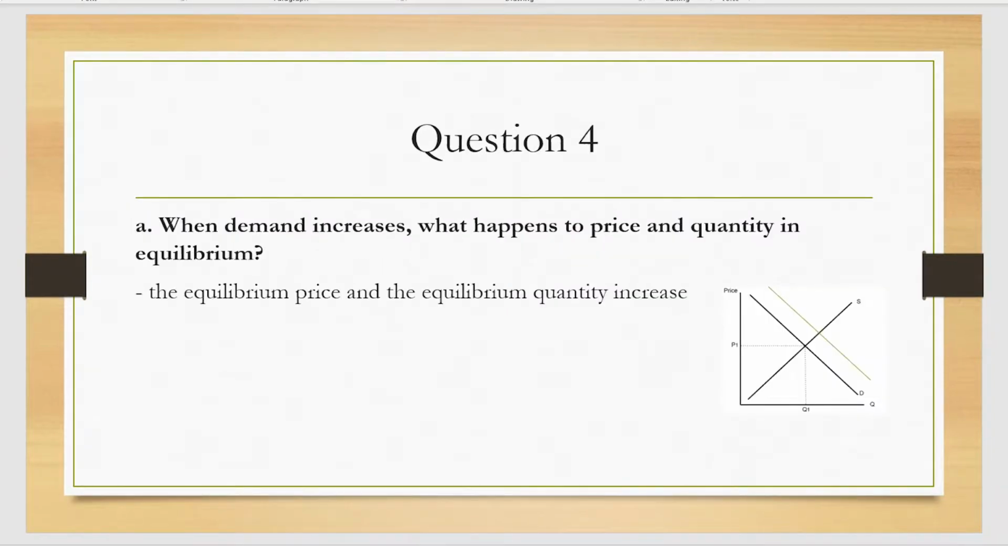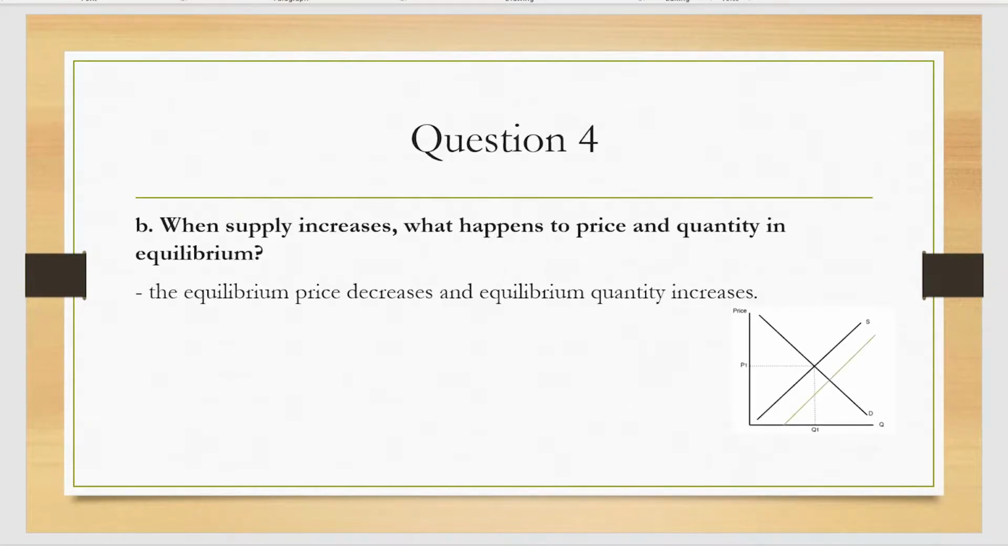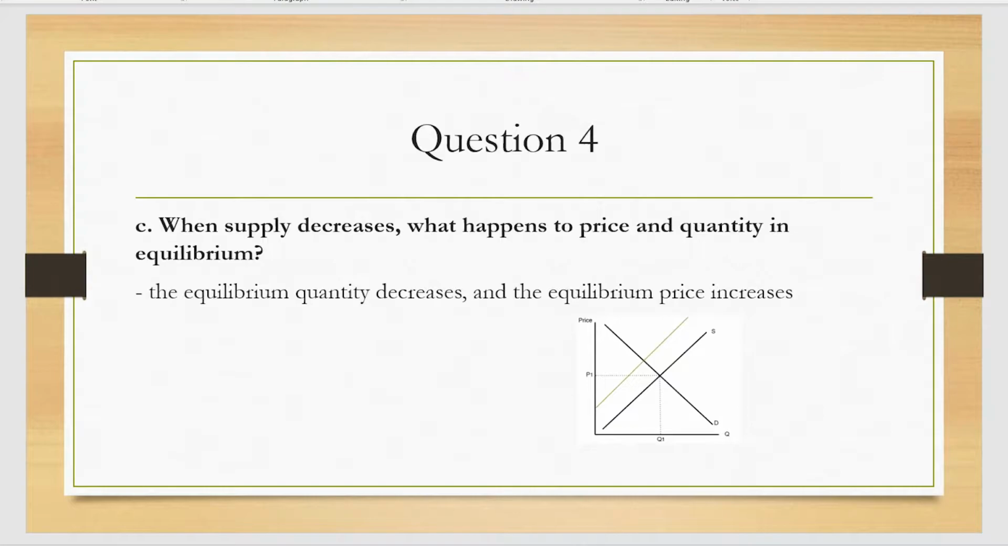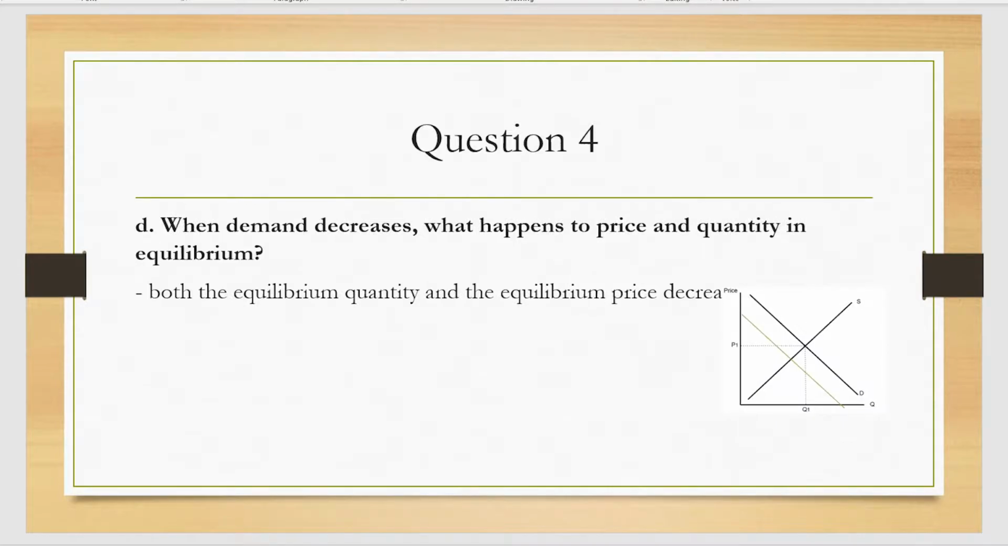Question 4. When demand increases, the equilibrium price and quantity increase, as you can see on the graph. When the supply increases, the equilibrium price decreases and the equilibrium quantity increases. When supply decreases, the equilibrium quantity decreases and the equilibrium price will increase. Part D. When demand decreases, both the equilibrium quantity and price decrease.